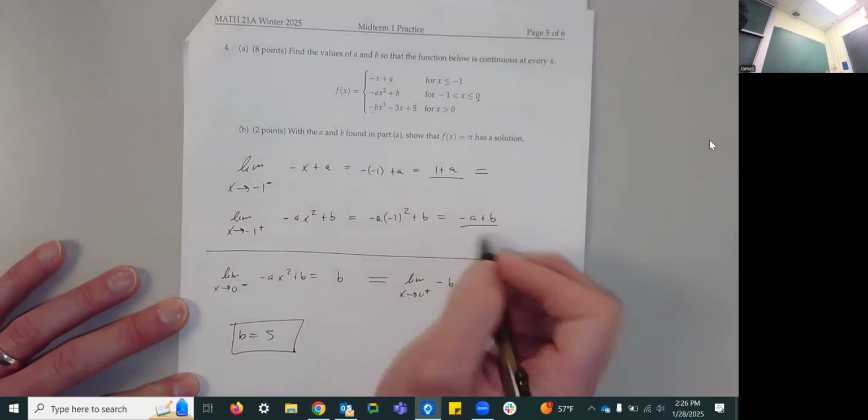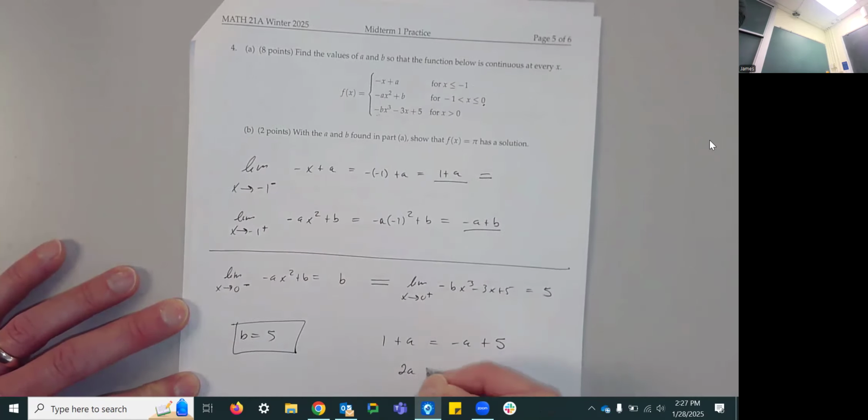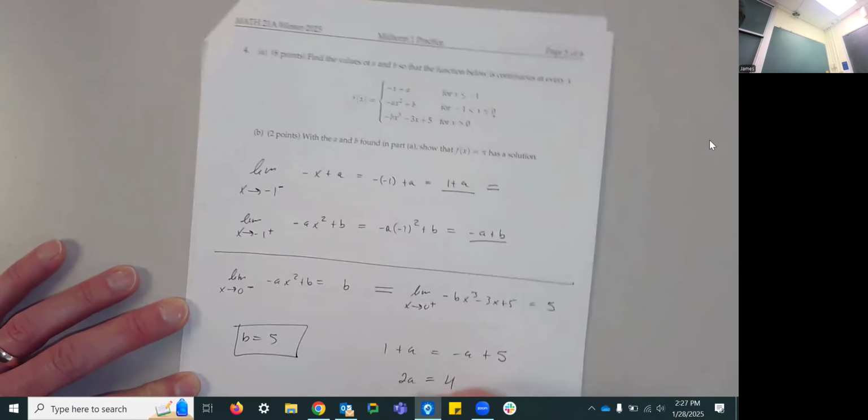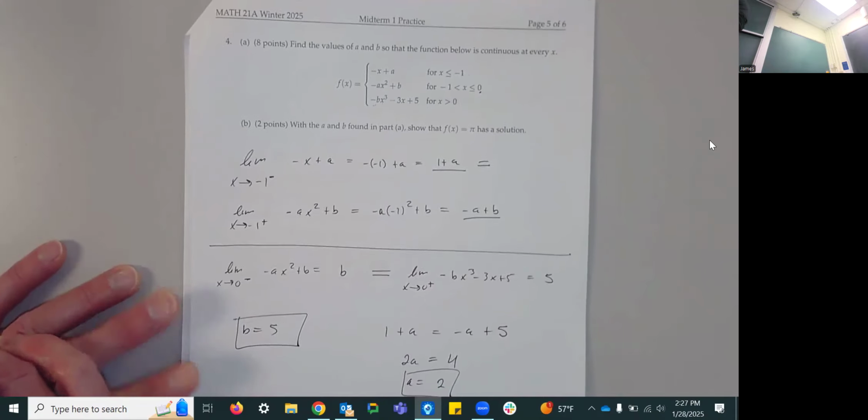And then we can plug that in over here and say, okay, 1 plus a equals negative a plus 5. So 2a equals 5 minus 1. So a is going to have to be 2. Not too terrible as far as things go.